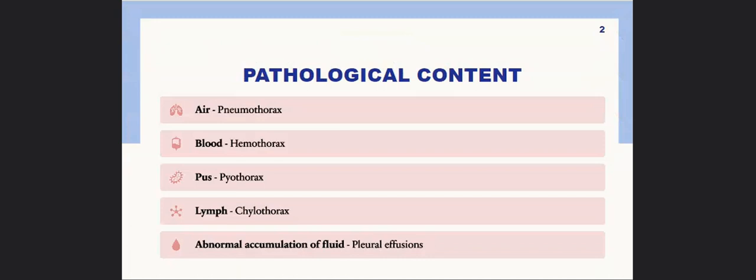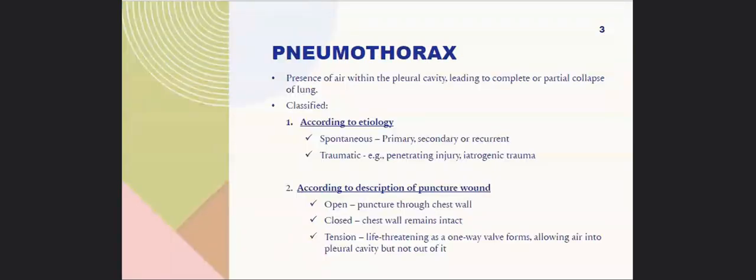So, the pathological content itself can be air or fluid. If it's air, we call that pneumothorax, and if there is some abnormal accumulation of fluid, it's generally termed pleural effusions. To be specific, if there is blood in the pleural cavity, we call that hemothorax. If there's pus, it's pyothorax, and if there's lymph, it's known as chylothorax.